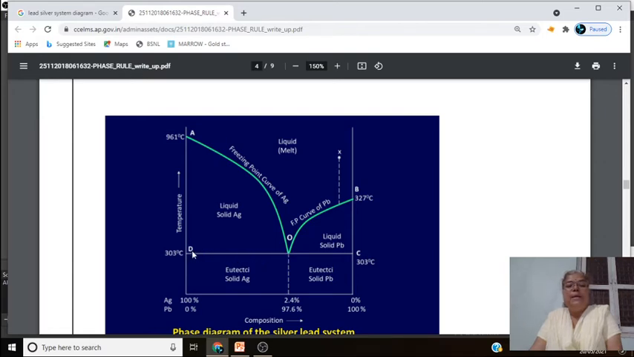And see this line DC. This is the solidus line. Below this temperature, we have only solid Ag here and solid Pb here. This is the phase diagram of the lead silver system. You may put Pb here or here, depending on that this diagram changes. And see that at the eutectic point the percentage of silver is 2.4%, and 97.6% is lead.